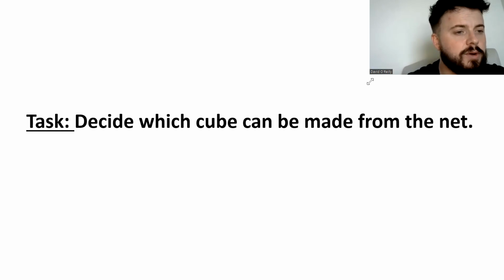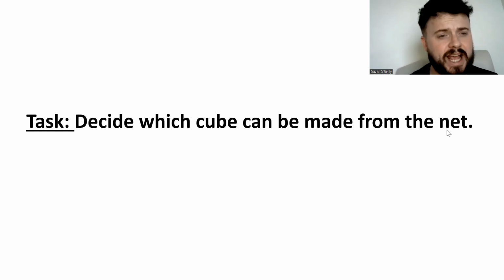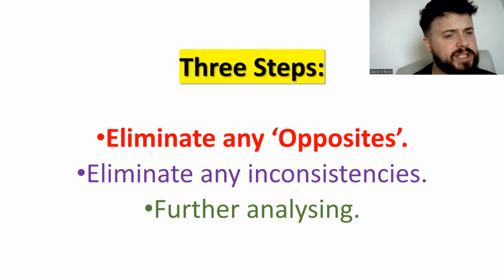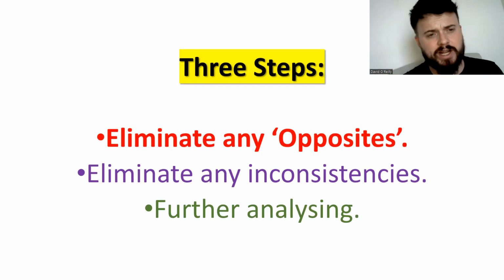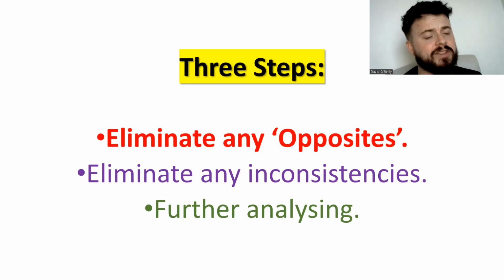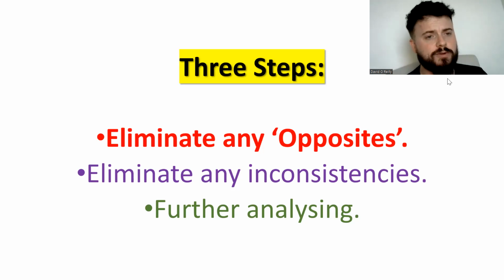Okay, so what are these 3 steps? First step is to eliminate any opposites. Might not make that much sense at the moment, but don't worry, it will in a minute. Step 2, eliminate any inconsistencies. Again, don't worry right now what that means. It will make sense in a minute. And the final step is to do some further analyzing. Okay, so we've got 3 steps. Now, as we go through this video, these 3 steps are going to become very clear.